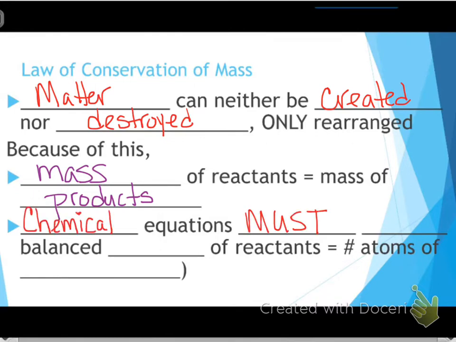So chemical equations must be balanced. Highlight that, underline it, circle it, do whatever you need to for must be. Write it in big, bold, shouty caps, whatever. But they have to be balanced, and we're going to work on them. I'm only going to do one example of showing you a balanced equation here, but we're going to do tons of examples in class. The number of atoms of the reactants has to be equal to the number of atoms of the products.